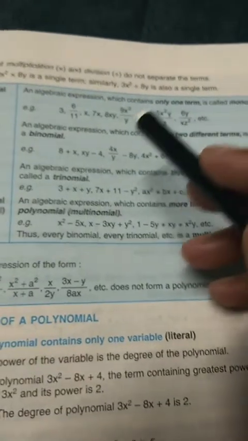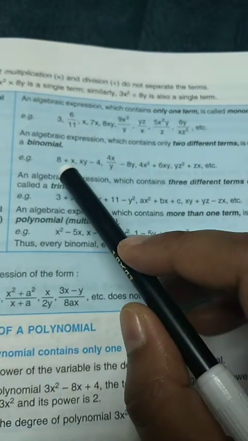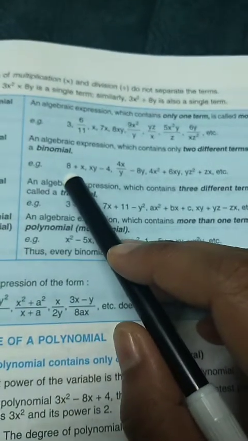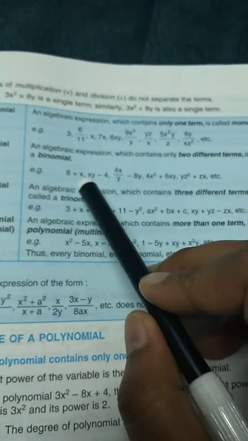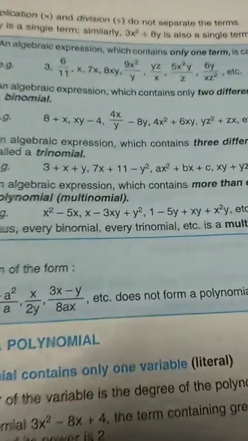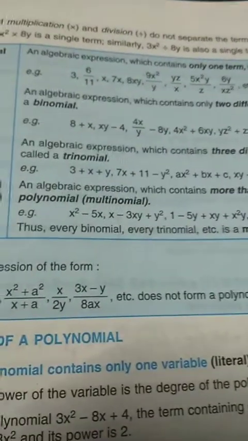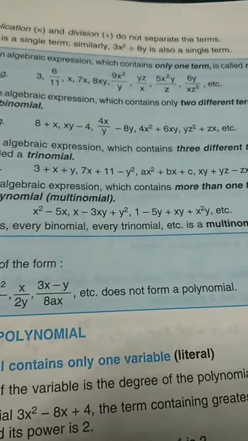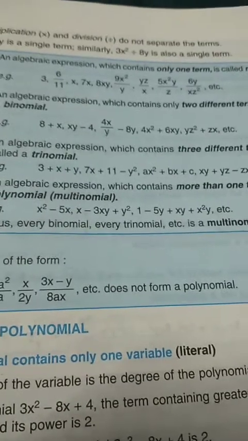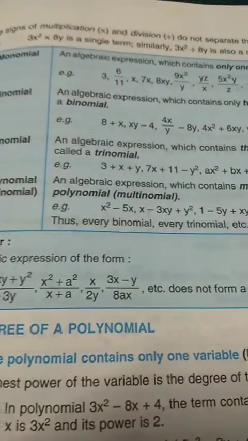Now binomial is an algebraic expression which contains only two different terms. They have two different terms, separated by a plus or minus sign. Here you can see 8 plus x. Here they have taken two terms separated by a plus sign, or it can also be separated by a minus sign. Then it is called binomial. You can see other examples: xy minus 4, 4x upon y minus 8y, and so many. So binomial means having two terms separated by a plus or minus sign.